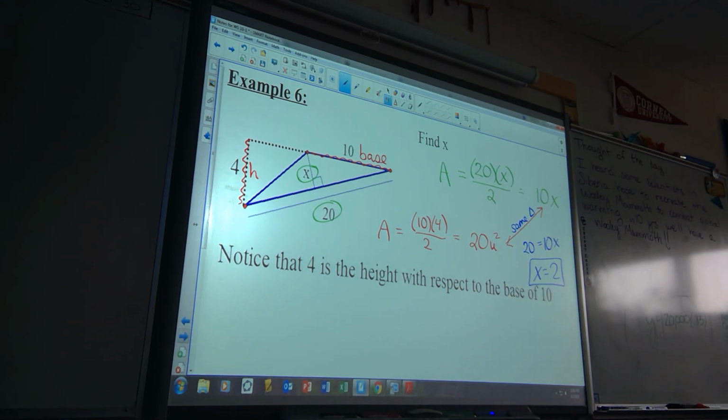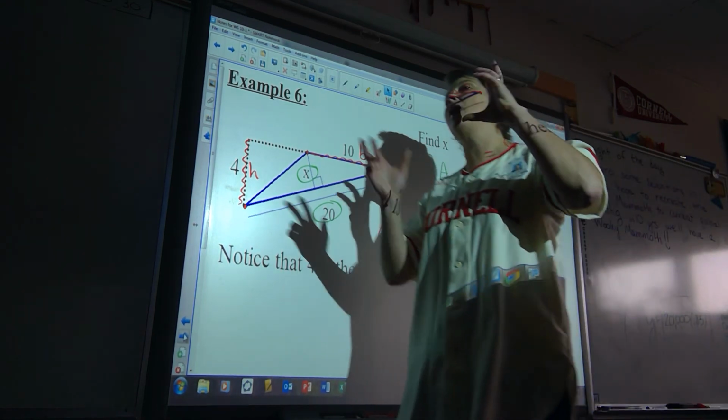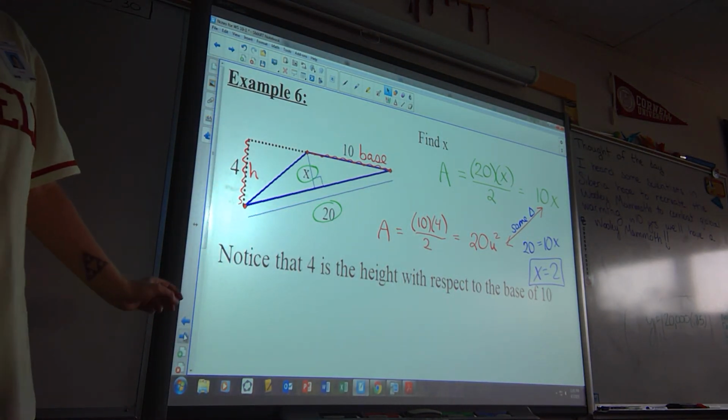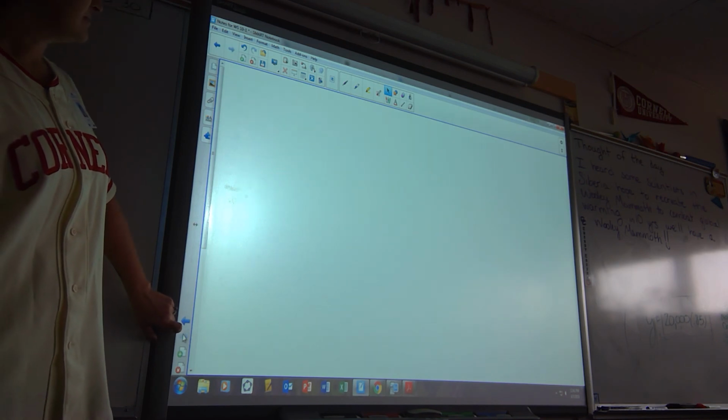Okay. So look for different combinations. That would be my takeaway for you. Look for different combinations of base and height. All right.